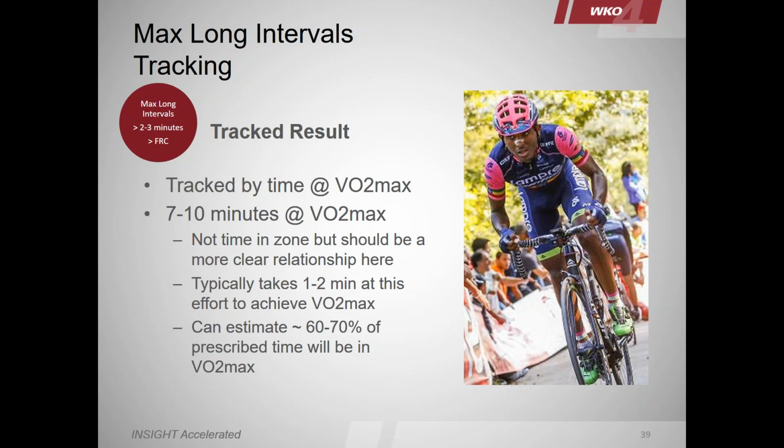This is not time in zone. It's not that you're looking at a series of zones or using classic Coggan intervals and saying that's the same thing. It's not. It actually takes 1 to 2 minutes of effort to achieve power at VO2 max, and have the full VO2 max come on. So if you're doing a 5-minute interval, you might only be getting 3 minutes at true VO2 max in that interval. You might be getting 4. We'll talk in a minute about how you can see that. But you can estimate 60 to 70% of the prescribed time will be at VO2 max, assuming you have the right power target and the athlete completes it.